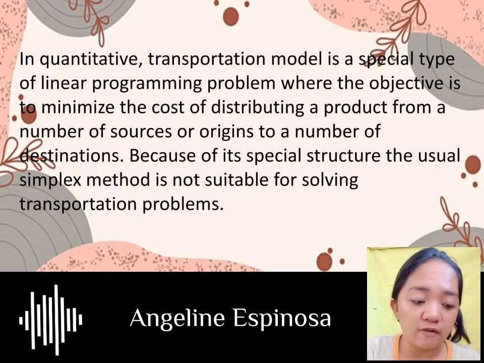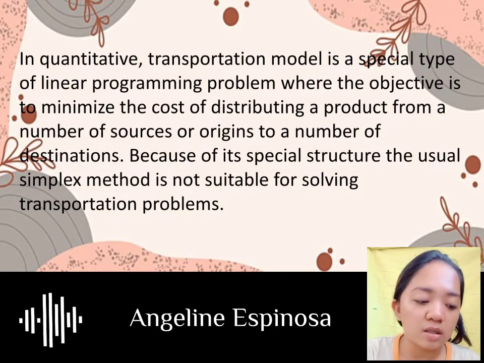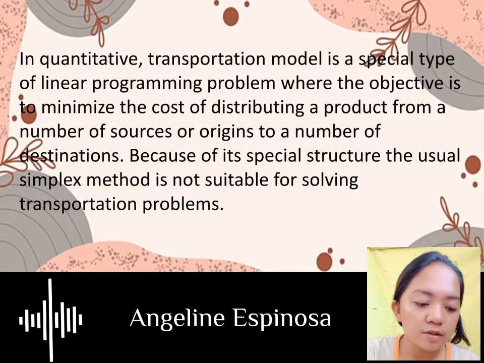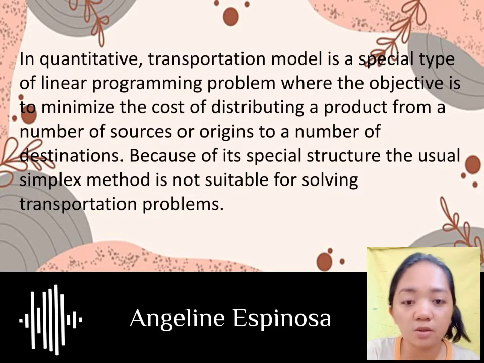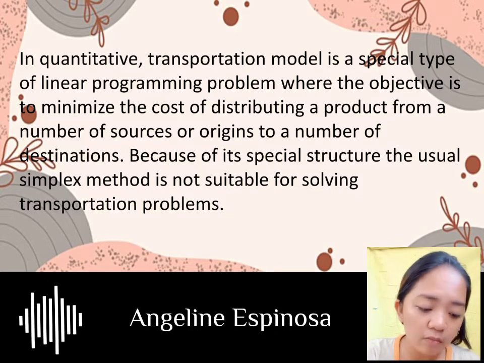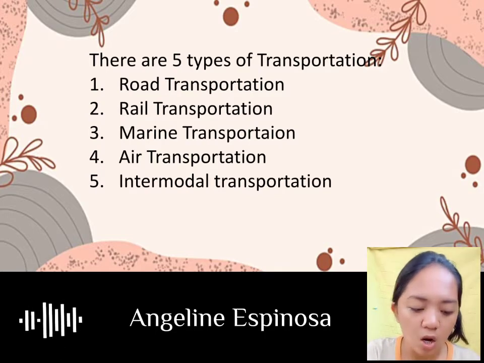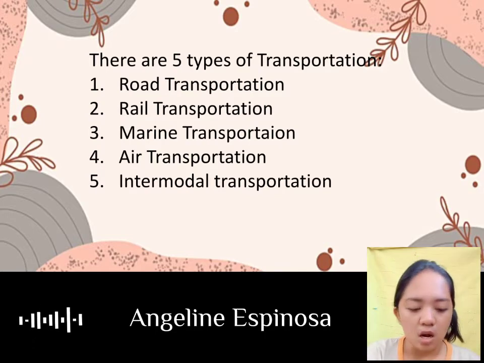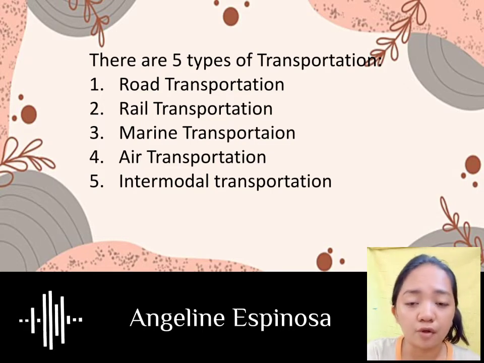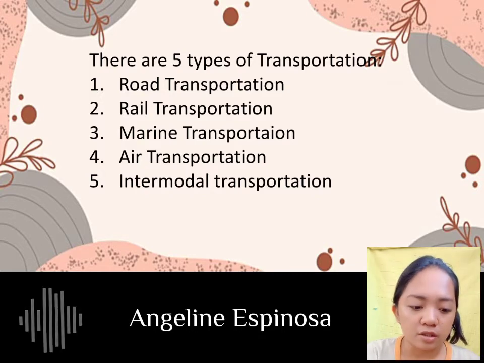In quantitative terms, the transportation model is a special type of linear programming problem where the objective is to minimize the cost of distributing to a number of destinations. Because of its special structure, the usual simplex method is not suitable for solving the transportation problem. There are 5 types of transportation. The first one is road transportation, the second one is rail transportation, the third is marine transportation, the fourth one is air transportation, and the last one is intermodal transportation.